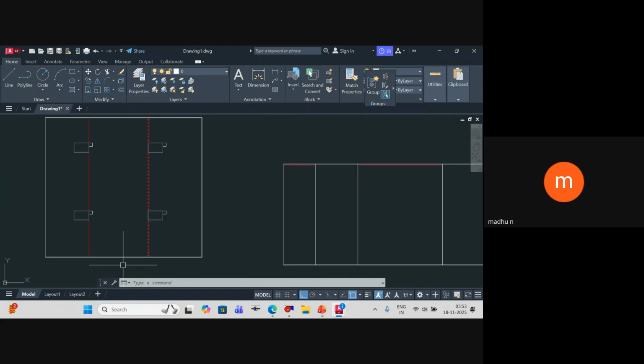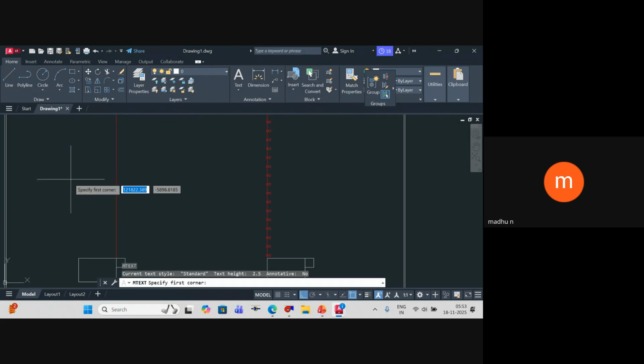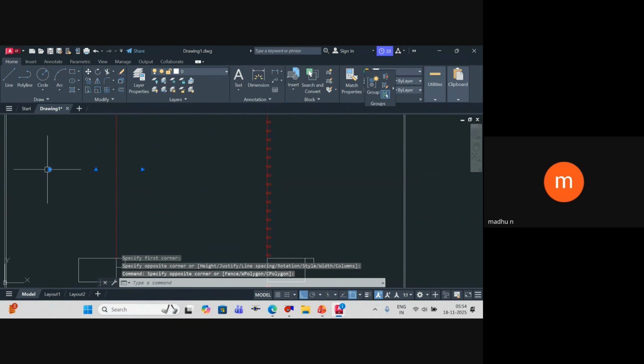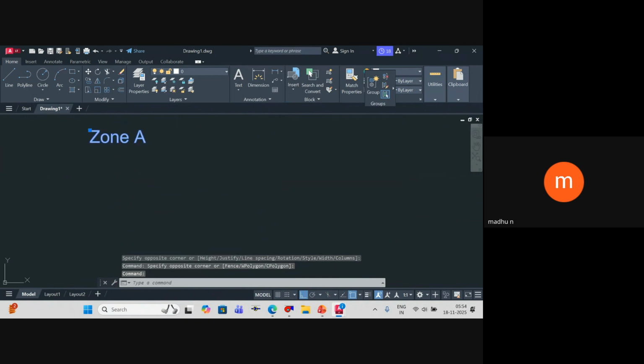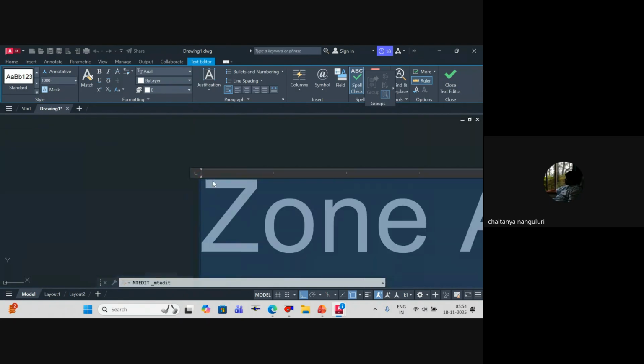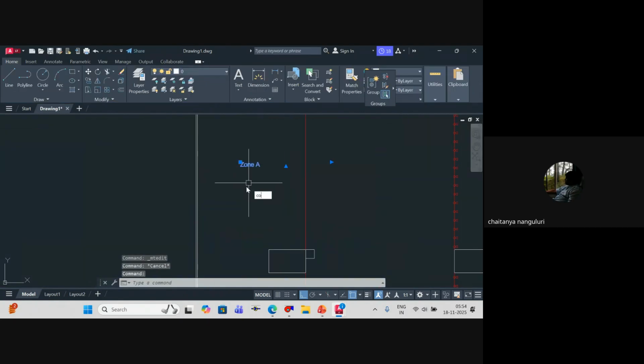Chaitanya, can you give names for the zoning, like 1, 2, 3? Let's put that. Yes, yes, yes. Size is too small. Zone A, Zone B, Zone C.